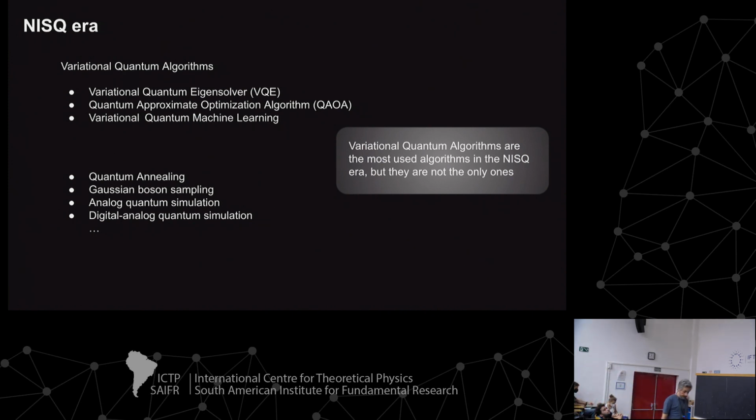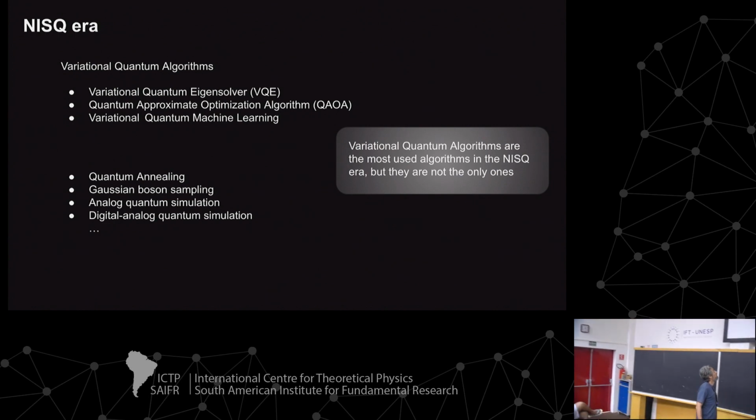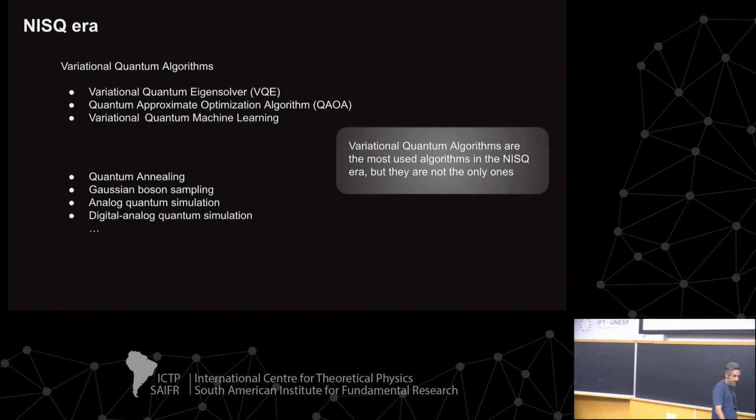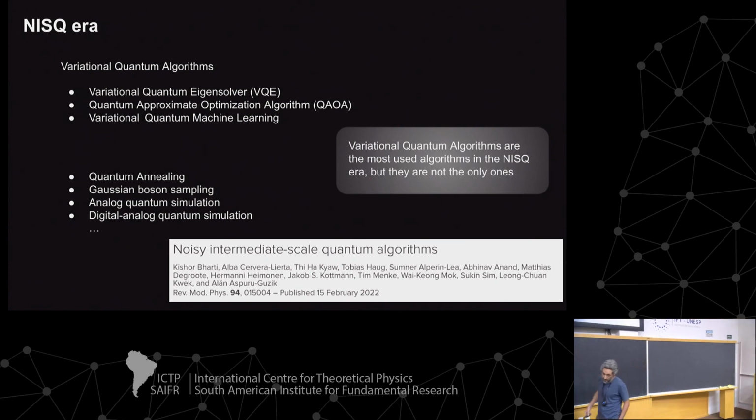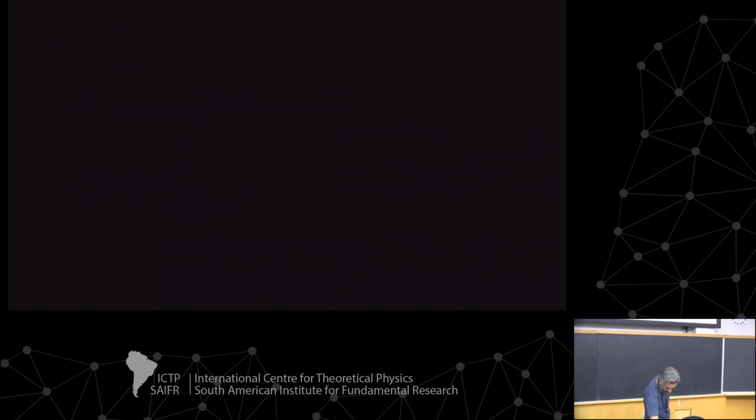Good question, thank you. So, the main point here is, if you'd like to find a review, there is a recent one published in February in Reviews of Modern Physics, 94, on noisy intermediate-scale quantum algorithms. This is a good review. It's nice.